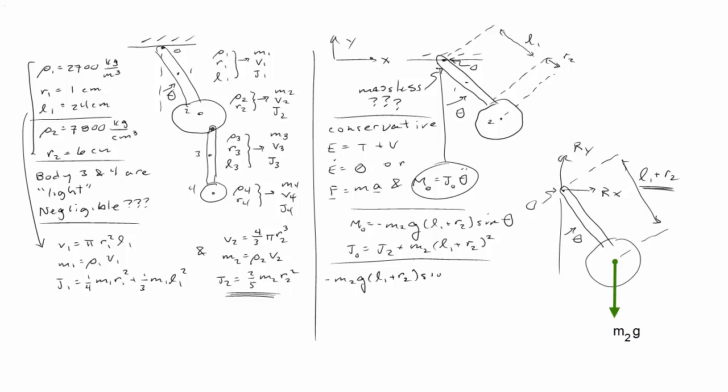And now we can just write out the equation of motion for theta using MO equals JO theta double dot. So I'll just copy back down our JO where I've substituted in J2 and multiply that by theta double dot.